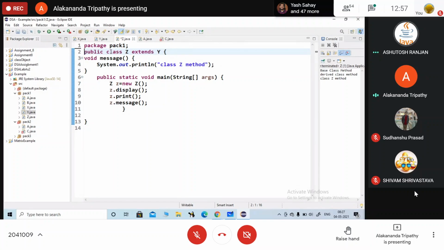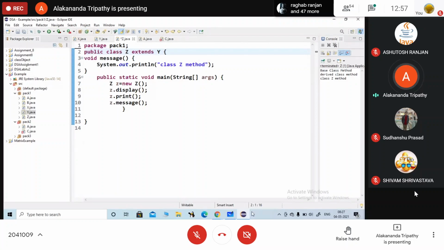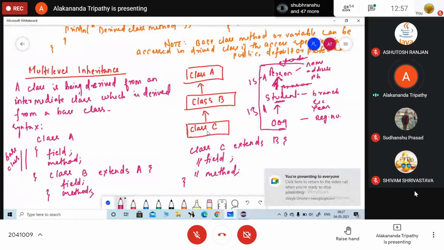Okay. Note down this example. Multi-level inheritance.